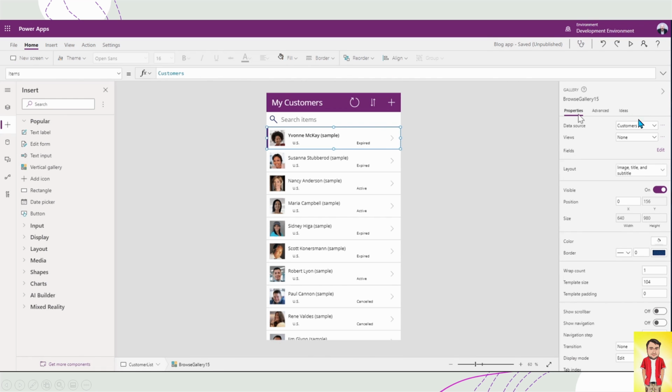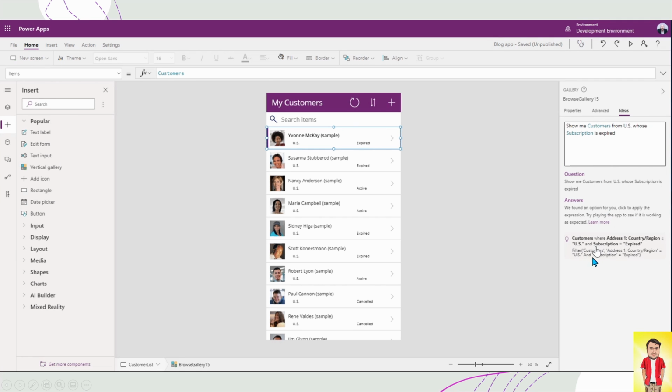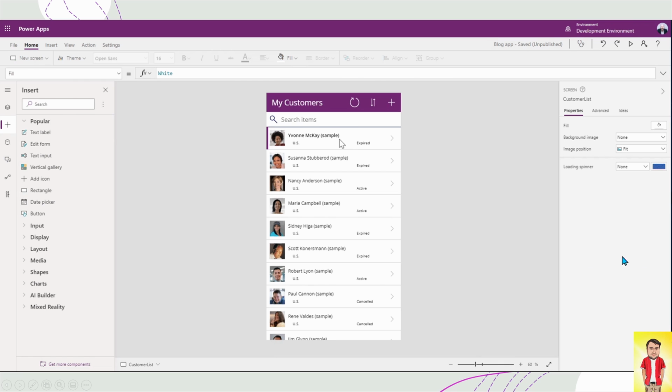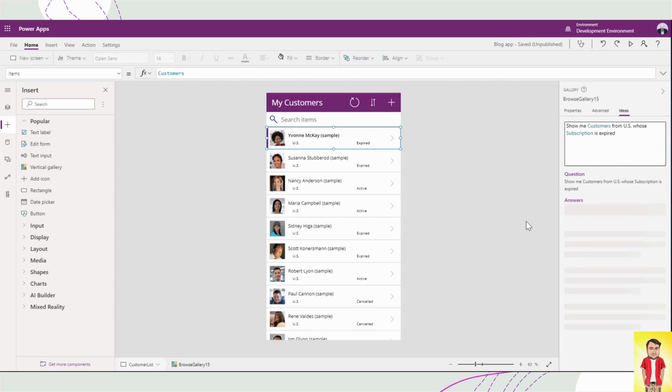Here I have one gallery control and I'm going to the Ideas section. And I am just typing in natural language, show me the customers whose subscription is inactive and living in US. I'm just typing this natural language, and it will automatically provide me the formula that I need to use in my app. And once I apply that formula, it is applicable to my gallery. So the user can ask the question in natural language and the Power Fx formula is generated automatically. This is one of the coolest announcements that I can see.